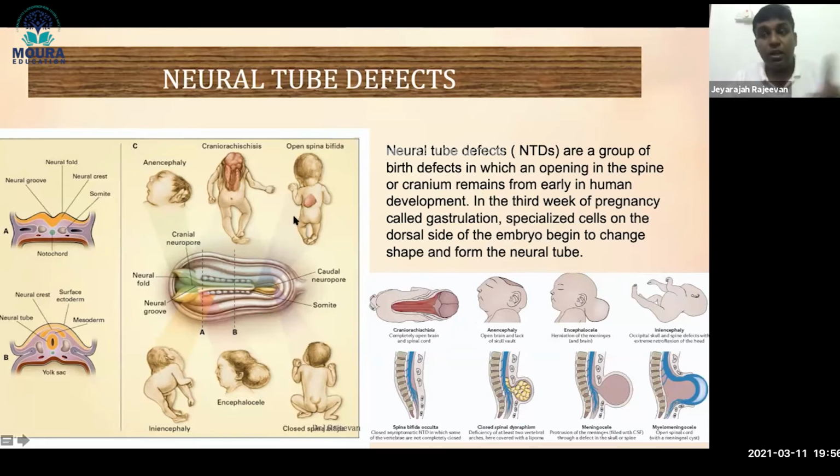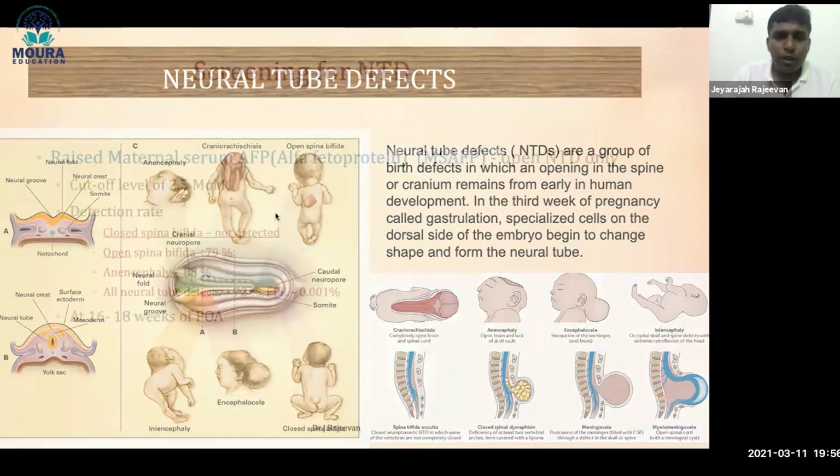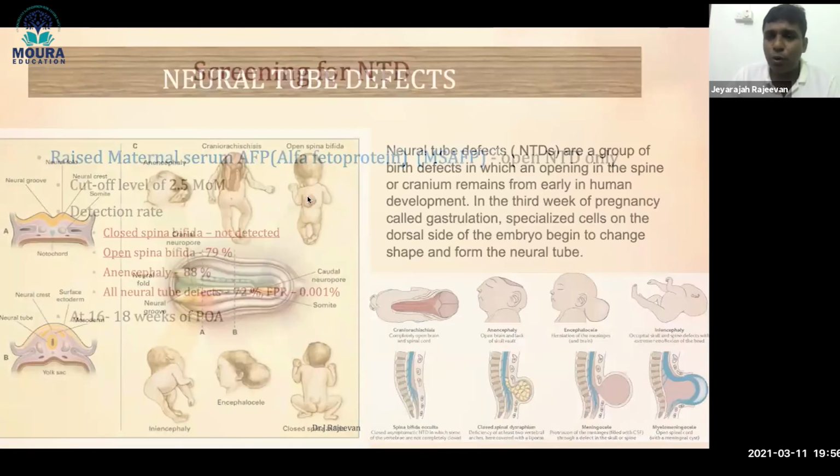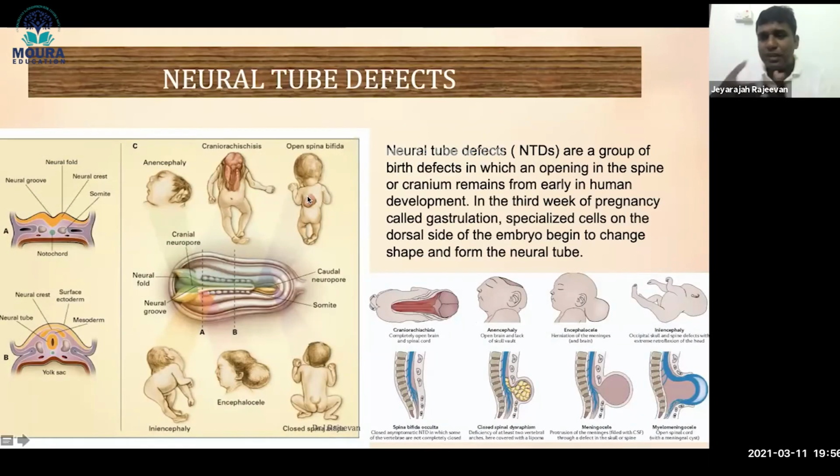But to do this, whether you want to terminate, whether you want to continue, you want to get the opinion prior to the delivery, whether you want to do the cesarean section. Because can you go for a vaginal delivery with open spina bifida? No, because these nerve cells are outside the body. When the baby is coming through the vagina, what will happen? This nervous tissue might get damaged. So then you may have to go for a cesarean section. So the mode of delivery itself is decided when you identify the abnormality. So you need to identify the abnormality.